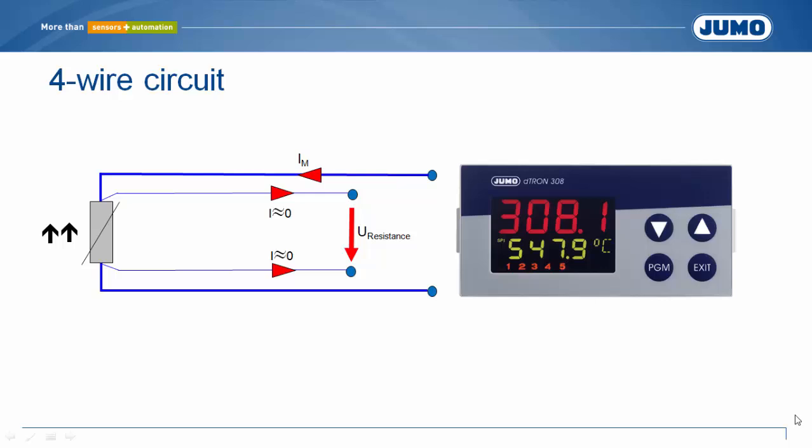With respect to the wiring, the 4-wire connection offers the highest accuracy. The voltage drop at the RTD is directly measured. In the case of a 4-wire connection, conductor and terminal resistances can be different without this affecting the measuring result.